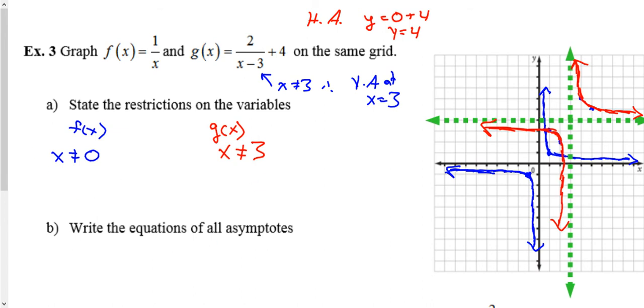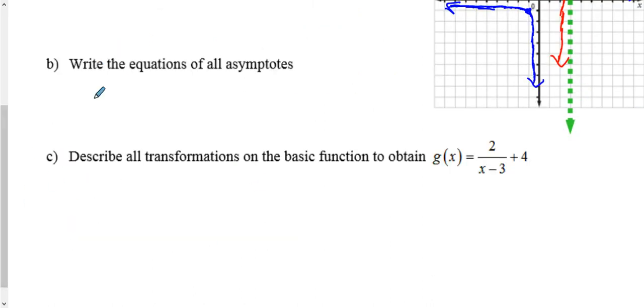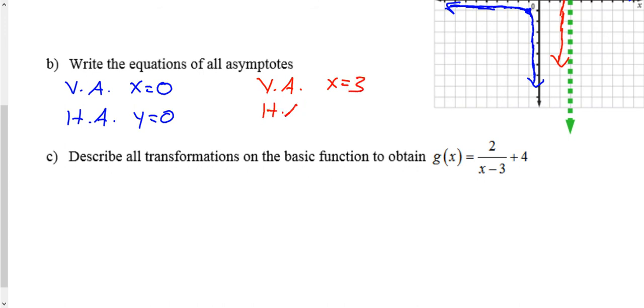The next part here is write down all asymptotes. So again, let's start with our original, and then we'll go with our new. So our original, our vertical asymptote was at x equals 0, and our horizontal asymptote is at y equals 0. That was all from the original. And on the new one, we had a vertical asymptote at x equals 3, and a horizontal asymptote. This one was our tricky one. It's normally at 0, but then we shifted it up 4, so it's going to be at y equals 4.